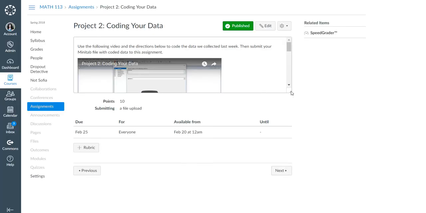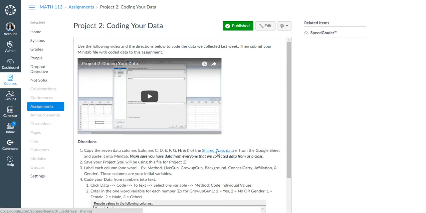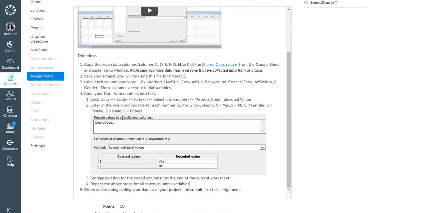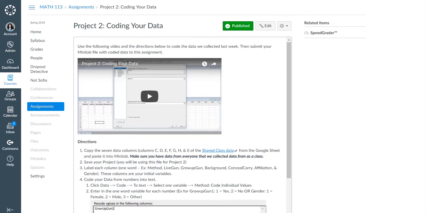What else we've got for project 2 is coding your data. Now that we've got that shared class data, all of that data on that Google Sheet, we're going to copy it and put it into Minitab. So make sure you do have all of the data from the entire class, and then you'll be copying it into Minitab. You're not analyzing yet, but you're going to be coding the data from numbers into text, so that we can get these numbers of what is what. Know that for the growing up with guns question, 1 is yes and 2 is no. I think that's pretty much it for those.